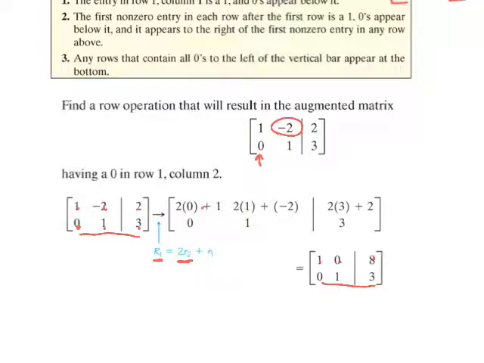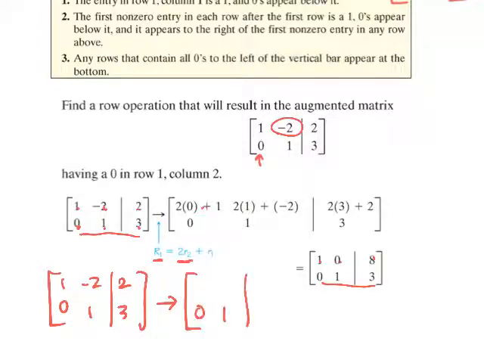So I'm going to redo this real quick and talk through it. So I'm going to rewrite row 2 since it's not changing. And then I'm going to take 2 times row 2, so 2 times 0 plus 1 is 1. 2 times 2 plus -2 is 0. 2 times 3, which is 6, plus 2 is 8. And that shows me that x equals 8 and y equals 3 in this system of equations.